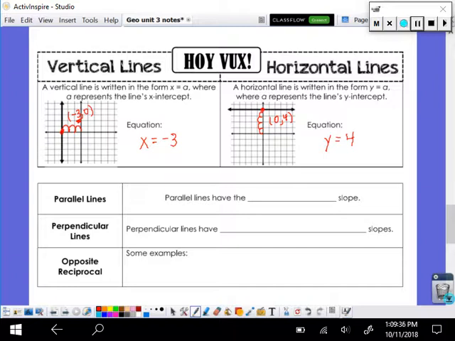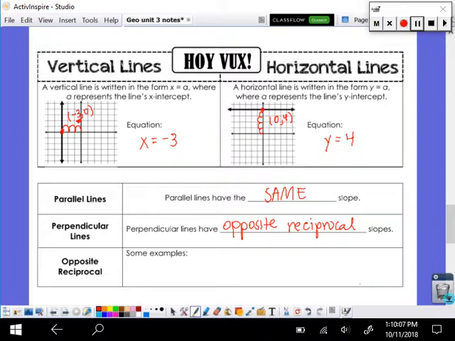Also, more review. Parallel lines. Parallel lines have the same slope. Remember, parallel lines go on forever and ever in both directions, and they never intersect, so their slope must be the same. Perpendicular lines are going to have opposite reciprocal slopes. Okay, so opposite means opposite sign. Reciprocal is going to mean you flip the fraction.